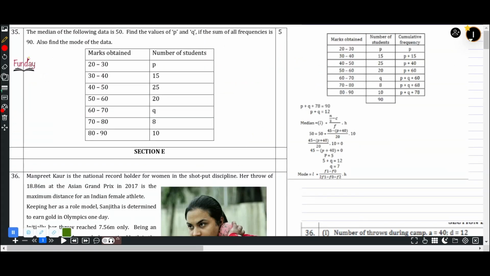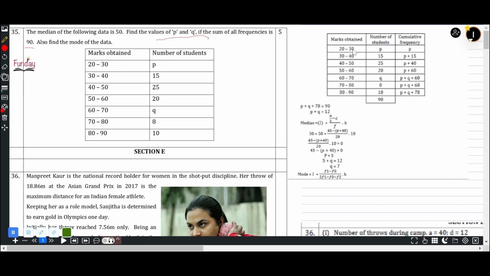Hi, so moving on to question number 35, we have: the median of the following data is 50. What they are saying is, find the value of P and Q if the sum of all frequencies is 90. The sum of all frequencies is 90. Here we have solved this question.